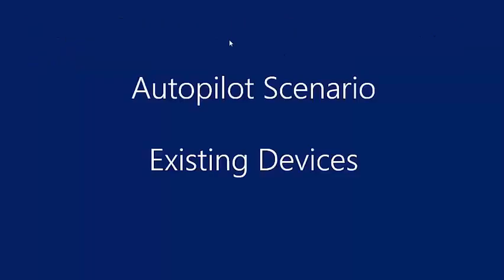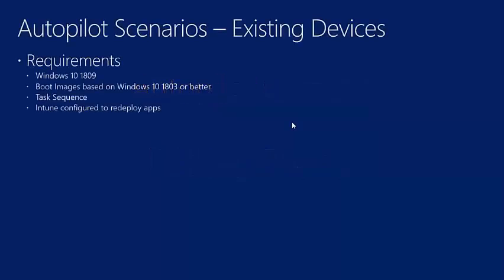And then finally, our final scenario, and that is autopiloting existing devices. And so what this is really all about is those scenarios where you have Windows 7 devices that you need to transition to Windows 10 and make them autopilotable or build them through Autopilot. So what are the requirements? First, again, Windows 10 1809. The boot images in ConfigMgr, because ConfigMgr is a key part of this, based on Windows 10 1803 or better, you're going to have a task sequence, and then Intune configured to redeploy the apps that are necessary.